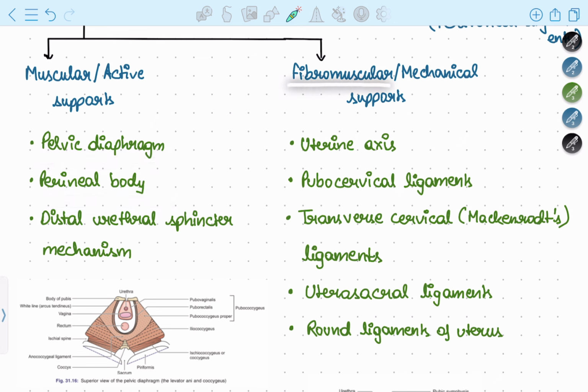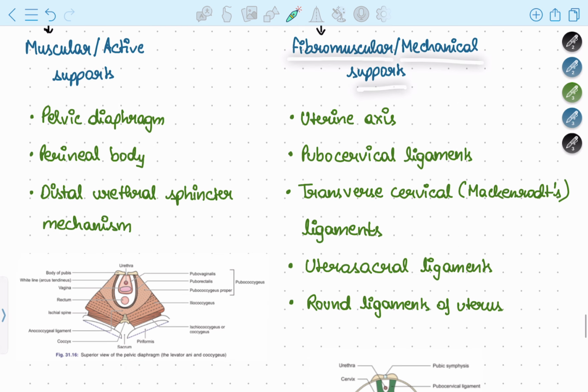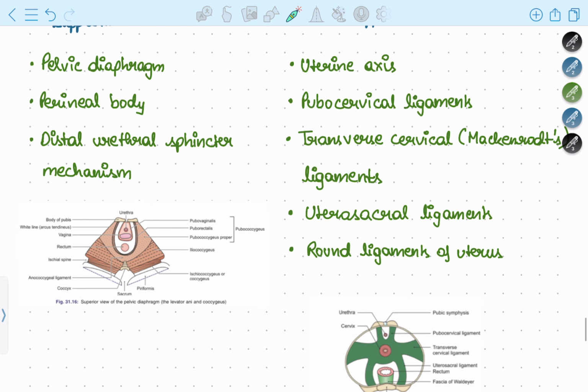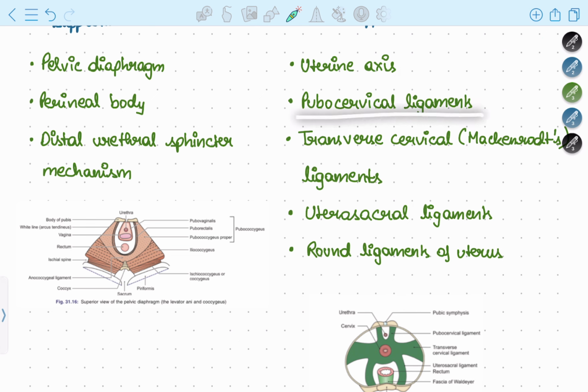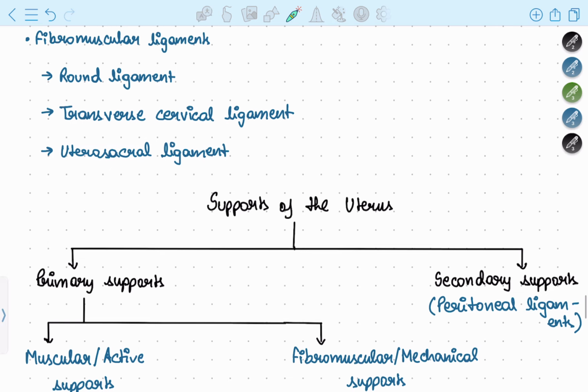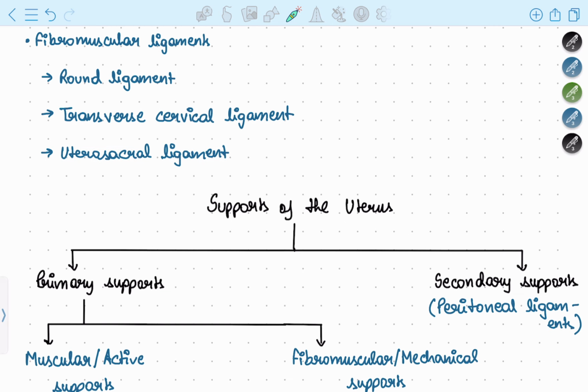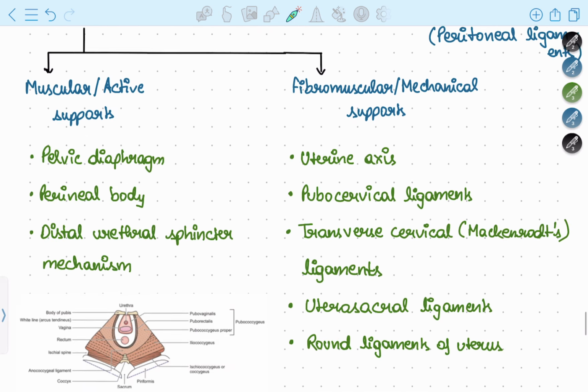देन यू हैव द फाइब्रोमस्कुलर या फिर मैकेनिकल सपोर्ट्स. इसमें क्या क्या आता है? सबसे पहले जो हमने पढ़ा था अबाउट द यूट्राइन एक्सिस, एंगल ऑफ एंटीवर्जन एंड एंगल ऑफ एंटी फ्लेक्शन. एंगल ऑफ एंटीवर्जन वाज 90 degrees, एंगल ऑफ एंटी फ्लेक्शन वाज 125 degrees. ठीक है, तो ये दोनों एंगल्स पढ़े थे हमने, यूट्राइन एक्सिस. देन यू हैव pubocervical ligament, transverse cervical ligaments also known as Mackenrodt's ligament, and uterosacral ligaments. ये तीनों ligaments एंड राउंड लिगामेंट, ये सारे लिगामेंट्स हमने फाइब्रोमस्कुलर लिगामेंट्स में देखे थे, राइट?